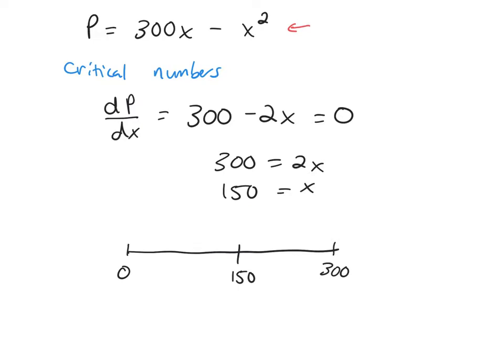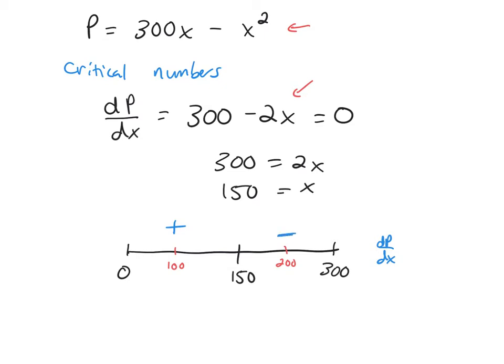So let's make a sign chart for our derivative here. This is dP/dx. If I take a test number, like let's say 100, and plug it into our derivative here, it would be positive. If I take 200 and plug it into our derivative, it would be negative.